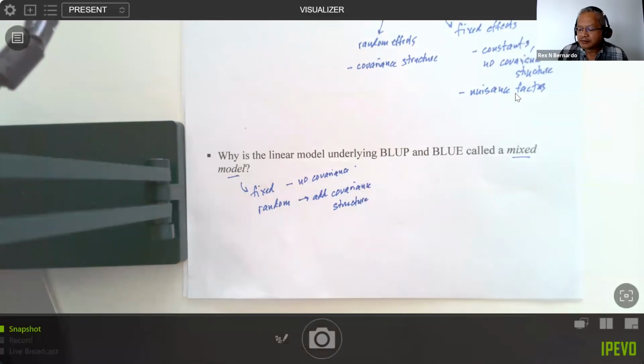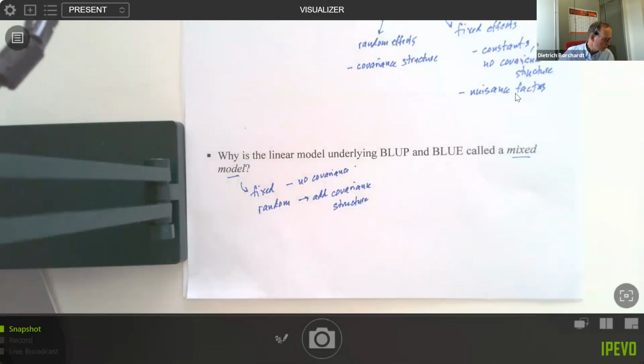In fact, for the BLUE and BLUP methodology, if you're familiar with multiple regression and matrix notation for multiple regression, then the mixed model equations have very strong similarities to traditional multiple regression. Okay, any questions, comments? Question from my side.